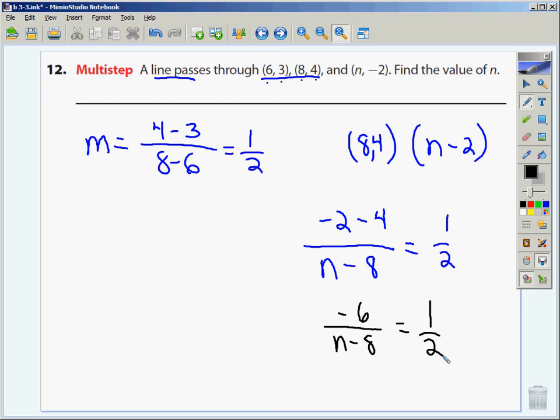How do I solve that? How would I solve this? Anybody? What do I do? What do we call that? Cross multiply. What's 2 times the -6? If I take 1 times anything that's down here, it's still what was down there, right? Right.